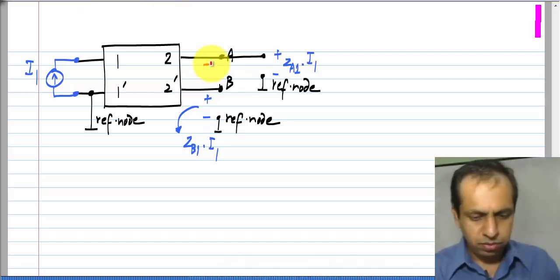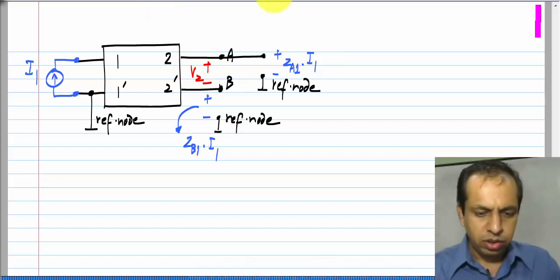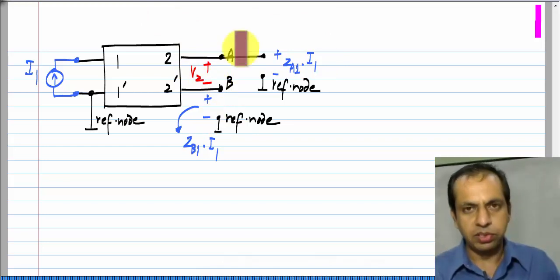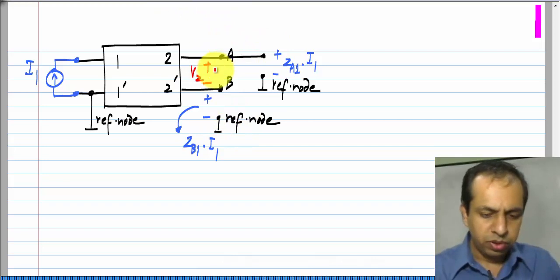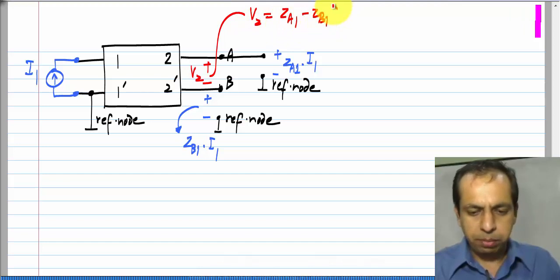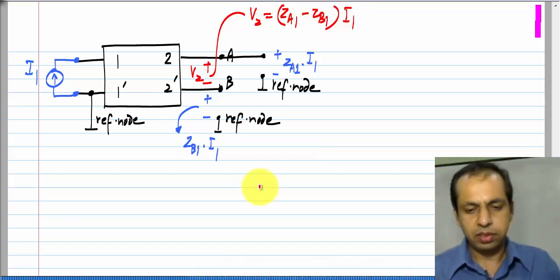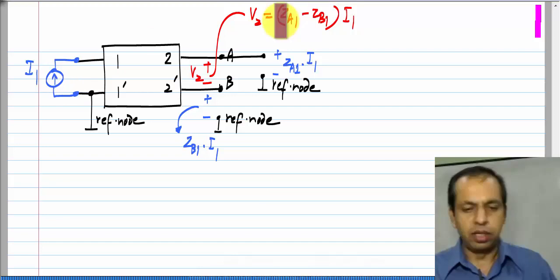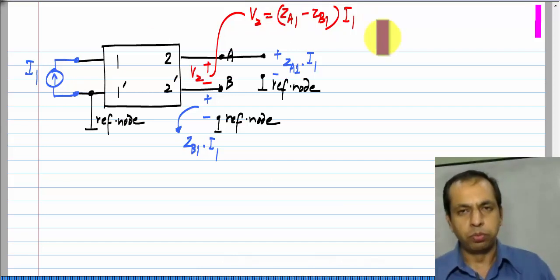Okay. Now, what is my actual second port voltage? V2. This is V2, and clearly you see that by using KVL around this loop, we will have V2 to be ZA1 minus ZB1 times I1. Okay. So, I have applied a current here and found out the voltage on port 2.